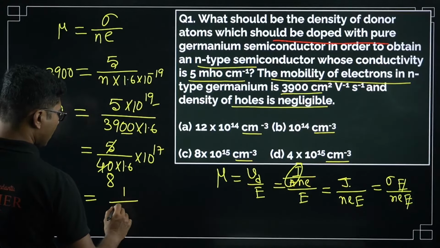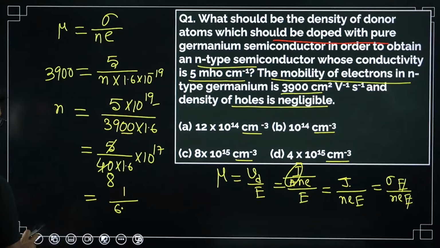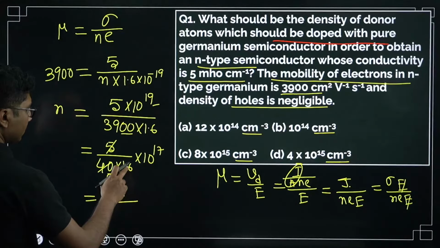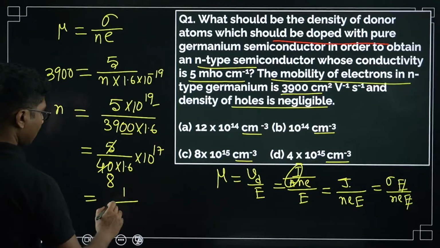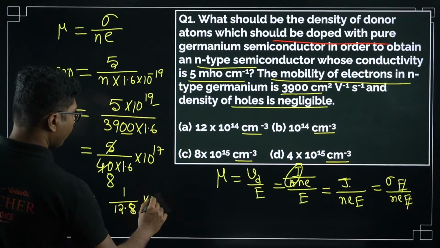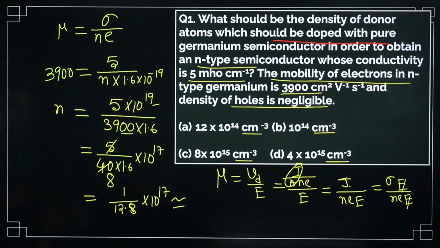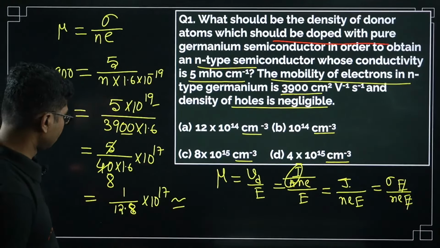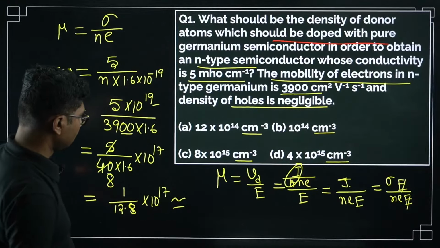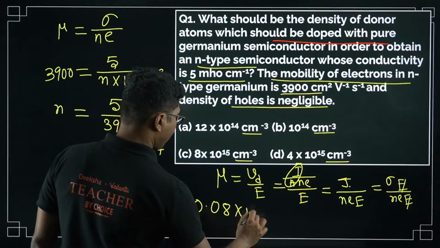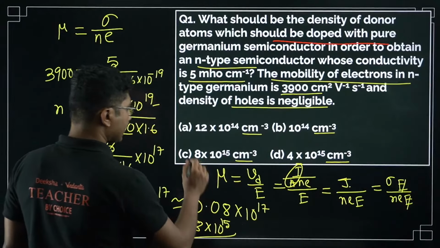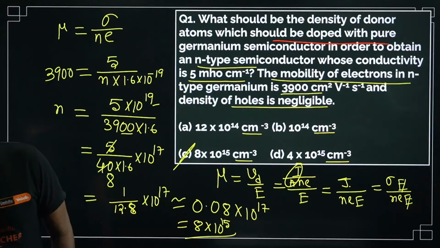So 5 8s are 40. So you get this as 1 upon 6.4, sorry, not 6.4, 12.8, I think, 12.8 into 10 to the power of 17, and if you see the value, it will be almost equal to 0.08 into 10 to the power of 17, or it will be equal to 8 into 10 to the power of 15. So correct answer is option C. Okay, you can check that out. 1C is the correct answer.